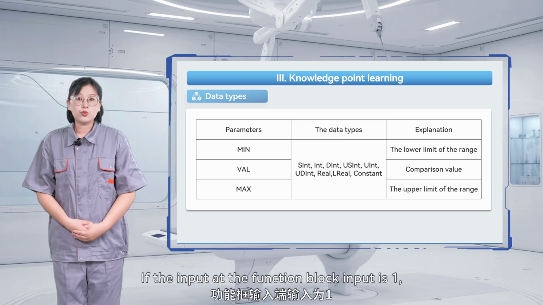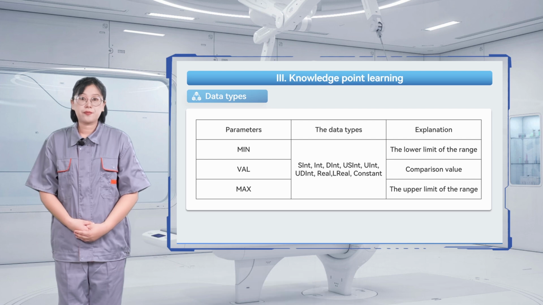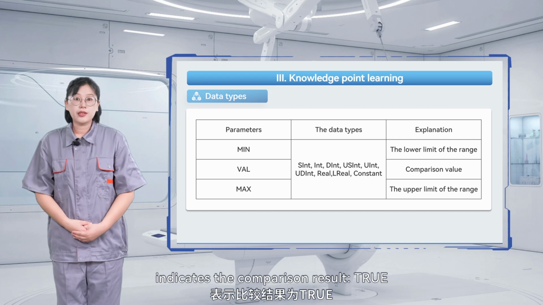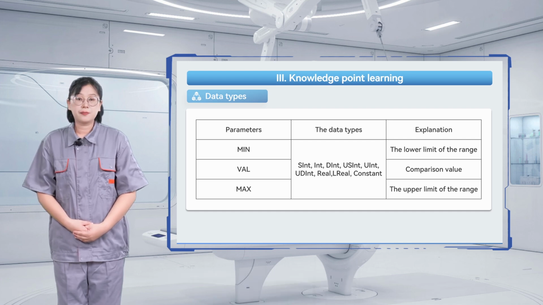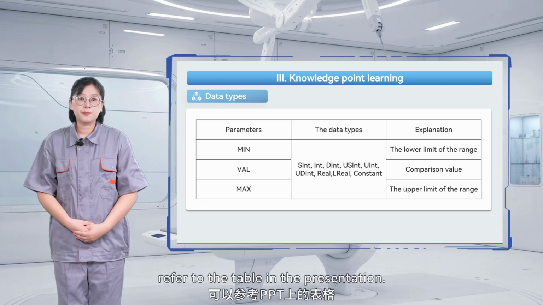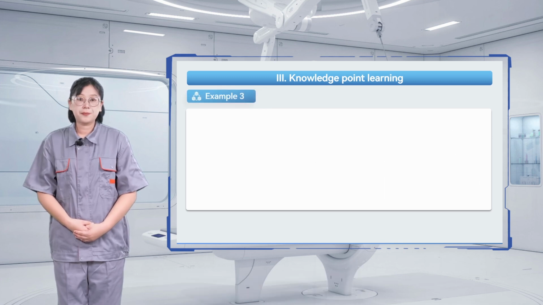If the input at the function block input is 1, the comparison instruction is executed, otherwise, it isn't. The function block output indicates the comparison result. True outputs 1. False outputs 0. For detailed information on parameter data types, refer to the table in the presentation. Let's now look at the following example.